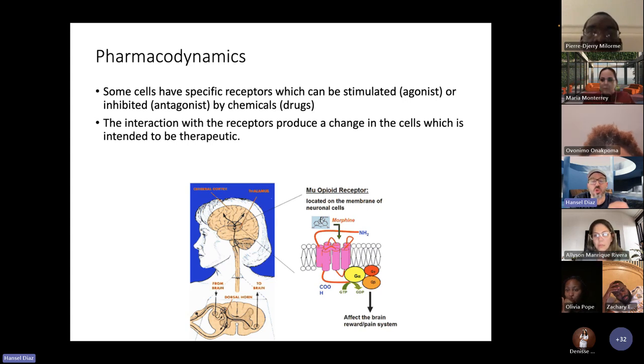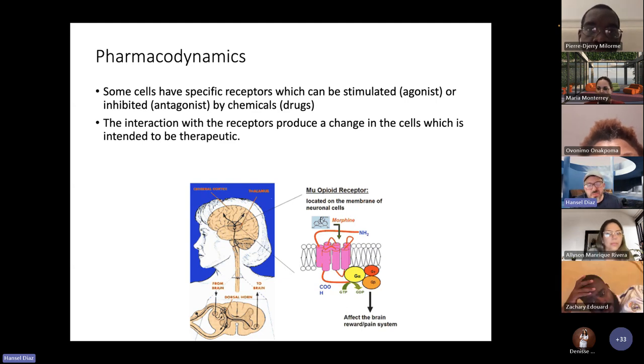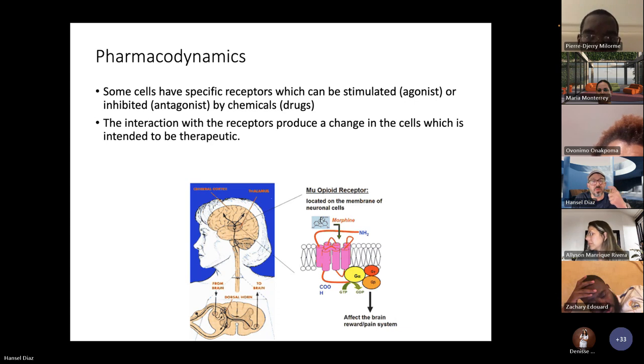Once you don't have the medication inside the cell, it goes back to its previous state, which is, I'm lazy, not doing anything. That's an antagonist. It's like one opens the door and creates a reaction, and the other one locks the lock, so you cannot open the door anymore. Is that understood, what an antagonist and an agonist is? Okay, good.